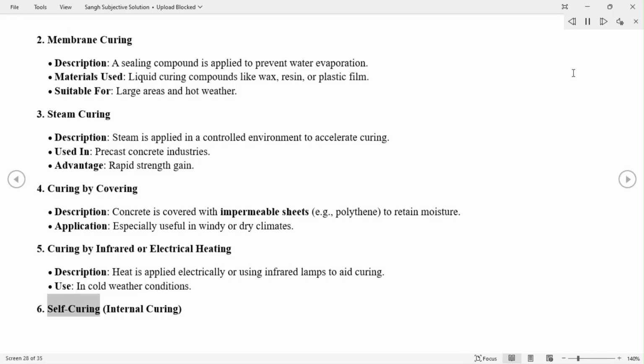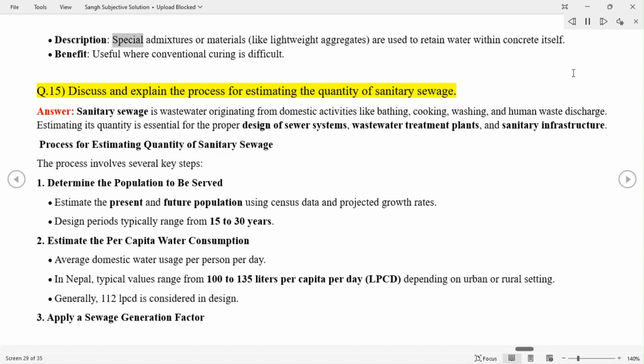6. Self-curing, internal curing. Description: special admixtures or materials, like lightweight aggregates, are used to retain water within the concrete itself. Benefit: useful where conventional curing is difficult.